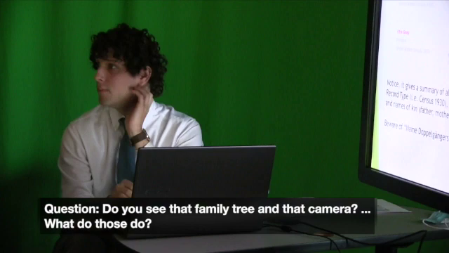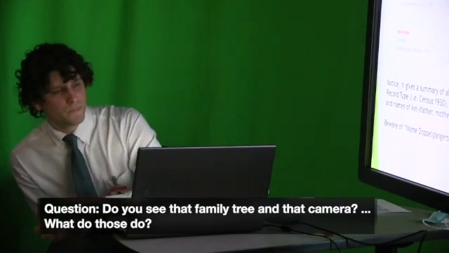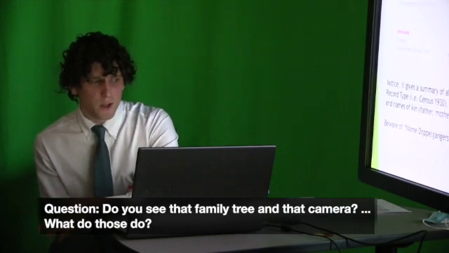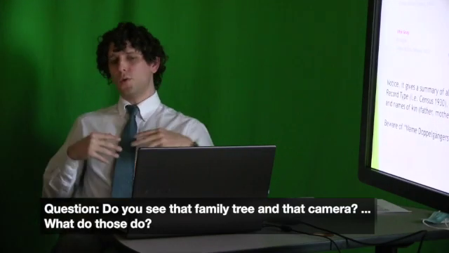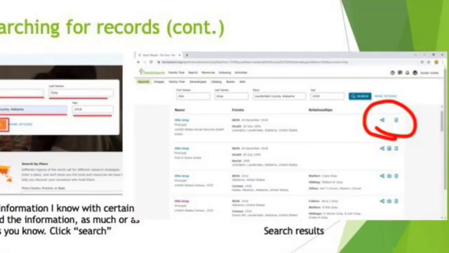Can you tell me what that little, see there's a family tree and then a camera, what do those do? Well, it would show your relationship to that person, or whether or not they have already been integrated into a family tree, not necessarily whether it connects with your own family tree, but where they fit in someone else's family tree that's been made, or if there are any images attached to them. That actually also means that there is an image attached to this record.